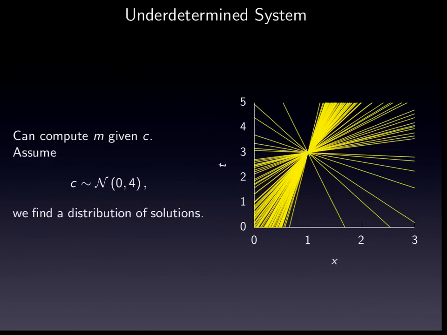So in this case, the assumption I made was that c is drawn from a Gaussian with 0 mean and a variance of 4, so a standard deviation of 2. That's got its own parameters as well, right? But it's less constraining than saying, oh, I think c's 1.2 or I think m is 0. It's allowing you to consider a family of solutions. Do we get the sense of that?